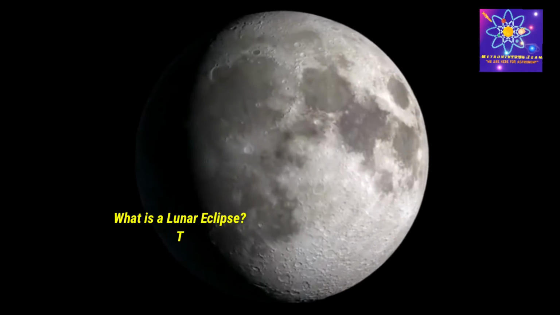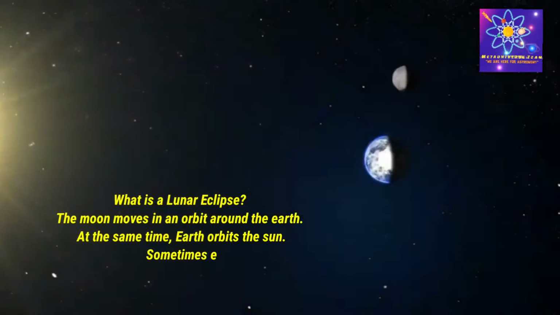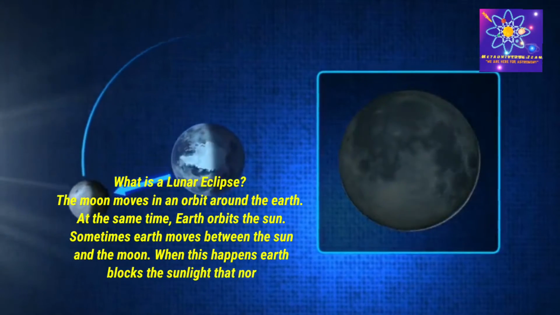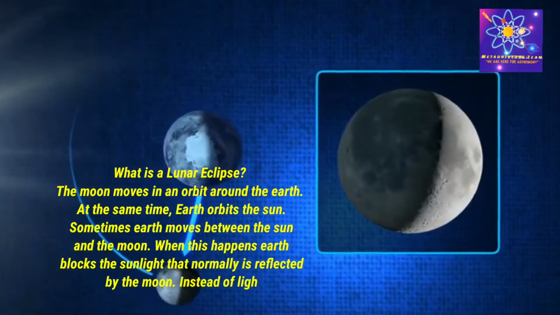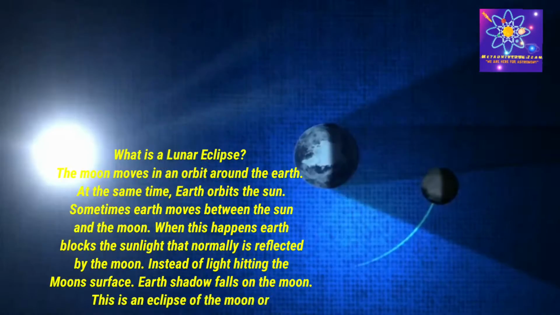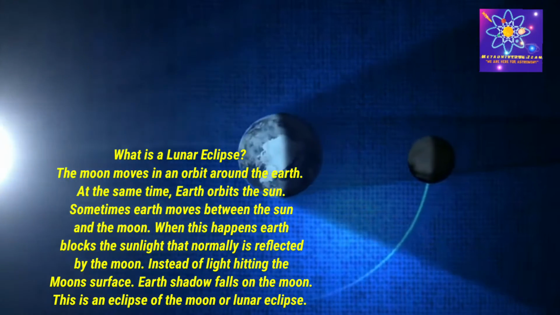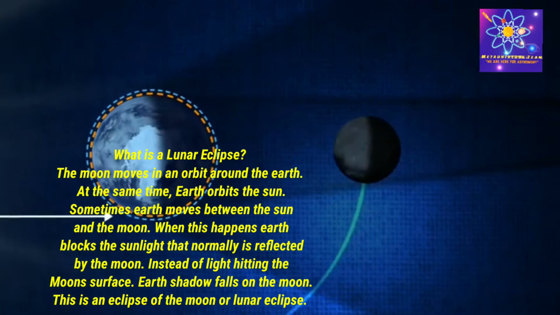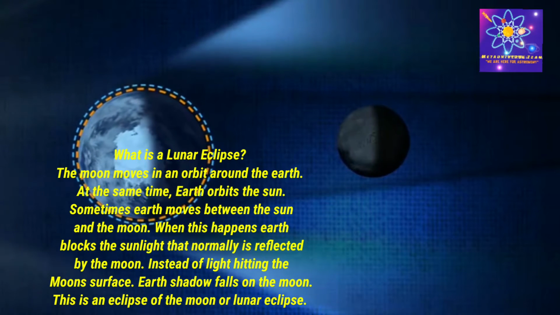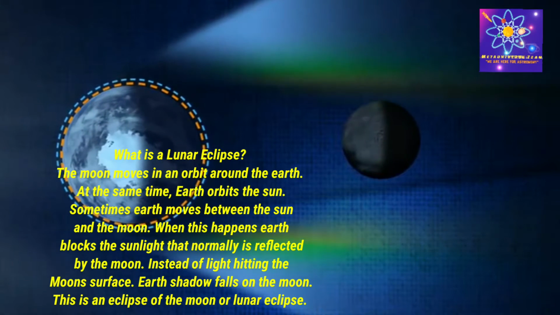What is a lunar eclipse? The moon moves in an orbit around Earth. At the same time, Earth orbits the sun. Sometimes Earth moves between the sun and the moon. When this happens, Earth blocks the sunlight that normally is reflected by the moon. This sunlight is what causes the moon to shine. Instead of light hitting the moon's surface, Earth's shadow falls on the moon. This is an eclipse of the moon, or a lunar eclipse.